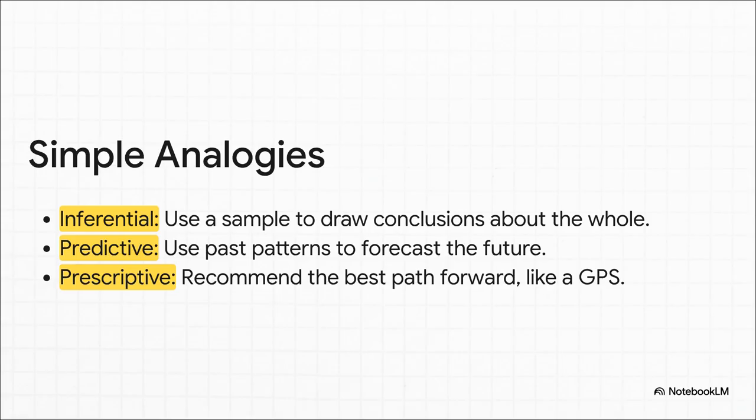You use a small sample to understand the big picture. Next up, predictive analysis. This basically turns you into a data fortune teller. You use patterns from the past to make a solid prediction about the future. And finally, there's prescriptive analysis. This is like your data-driven GPS. It doesn't just show you where you could go, it actually recommends the single best route to take.